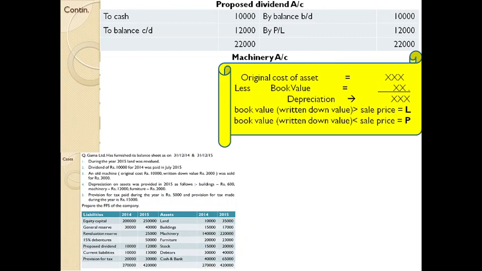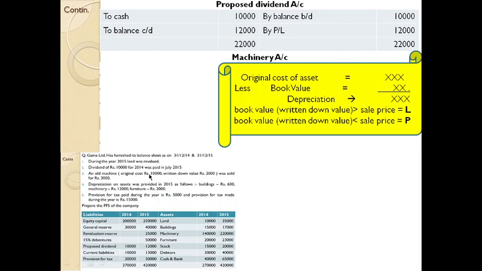Here it is written in another way. If you deduct book value from original cost, you will get depreciation. And the concept is, whenever you deduct depreciation from original cost, you will get book value. And whenever a sale of an asset occurs, you need to compare the sale price with the book value and not with the cost. So in this case, if you deduct depreciation from original cost, you will get book value.